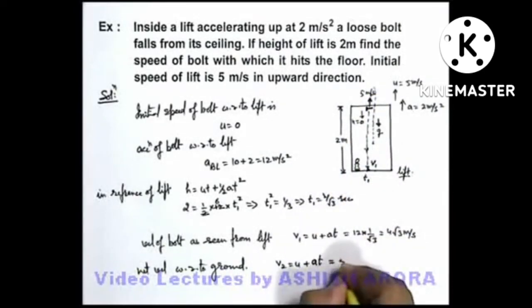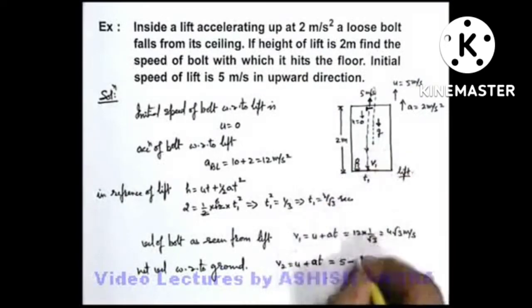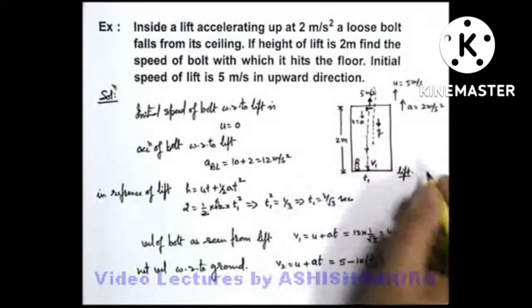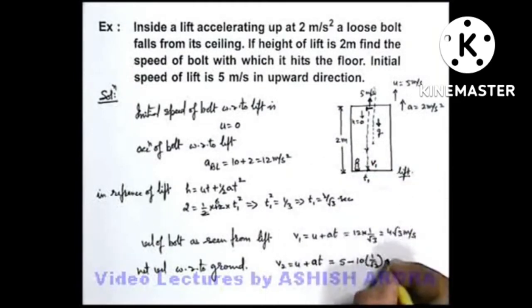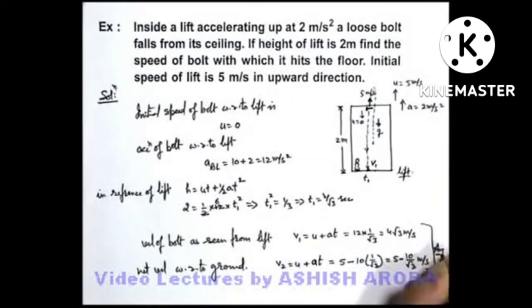So here we take it 5 minus acceleration, we take only g, it will be 10 into t, which is again 1 by root 3 second, because time remains the same in all references which we have studied till now. So it will be 5 minus 10 by root 3 meters per second. So these are our answers to the question.